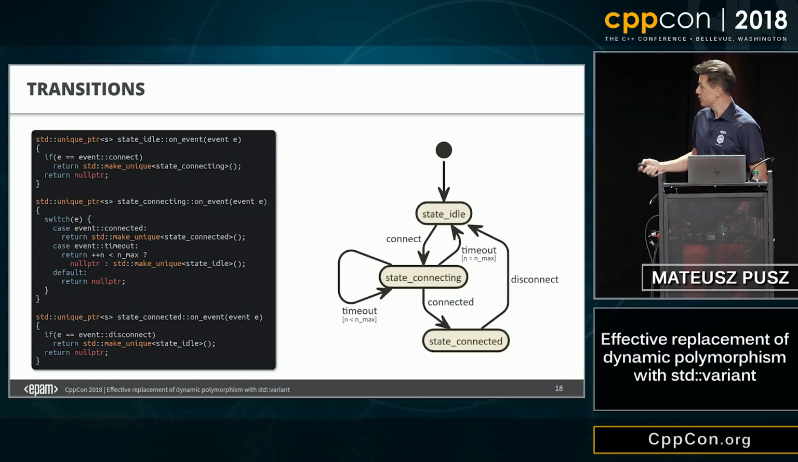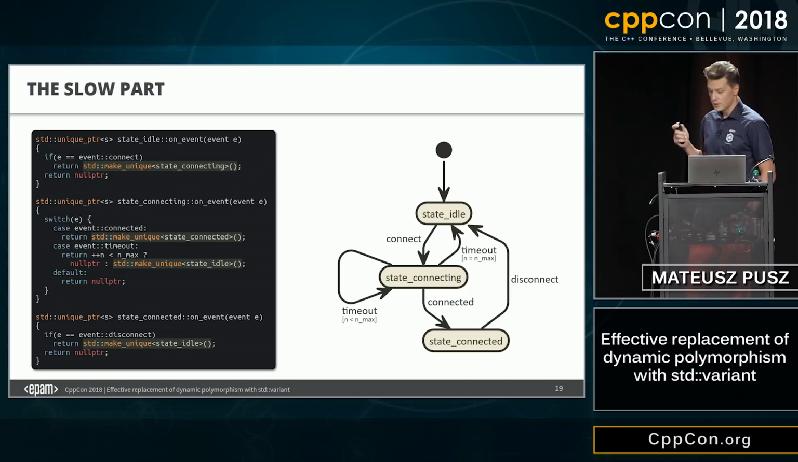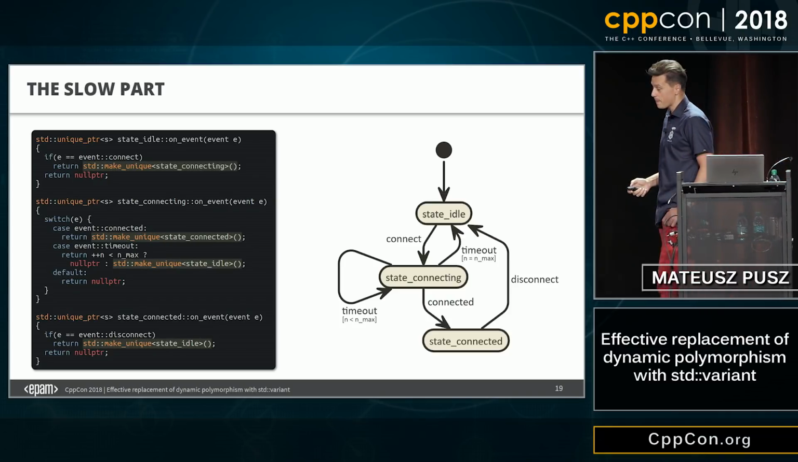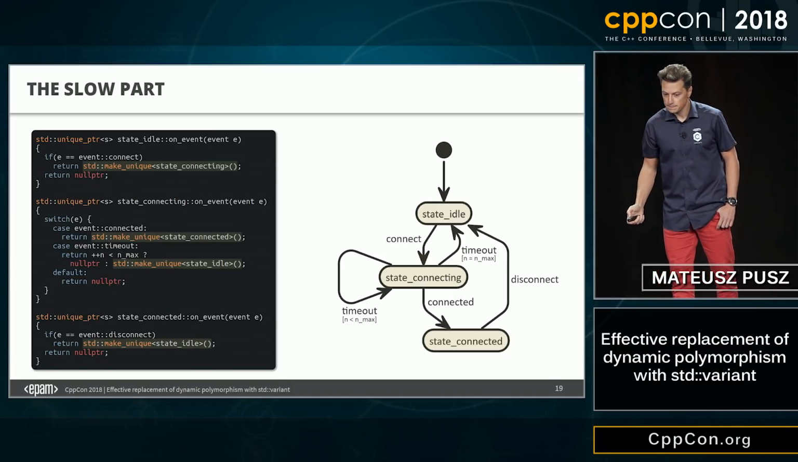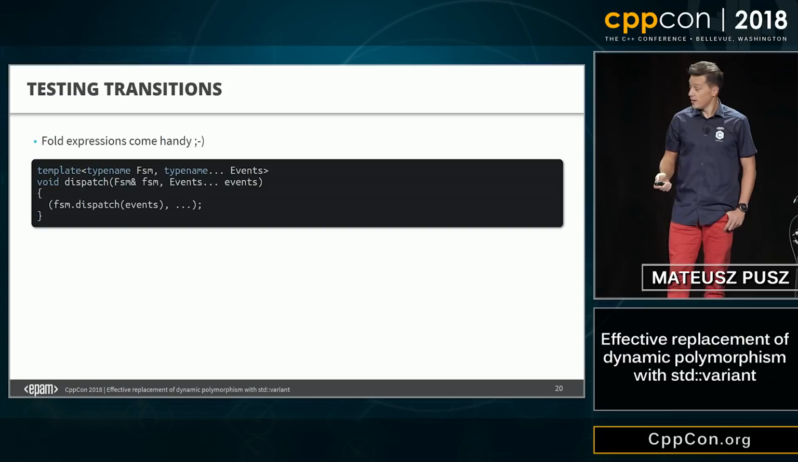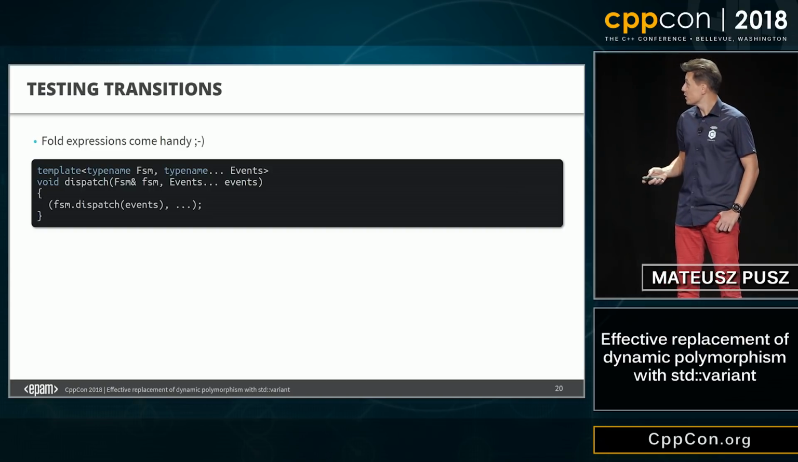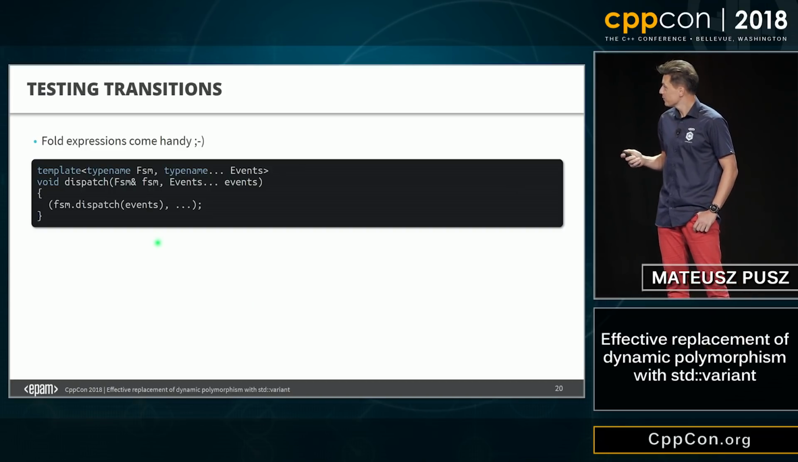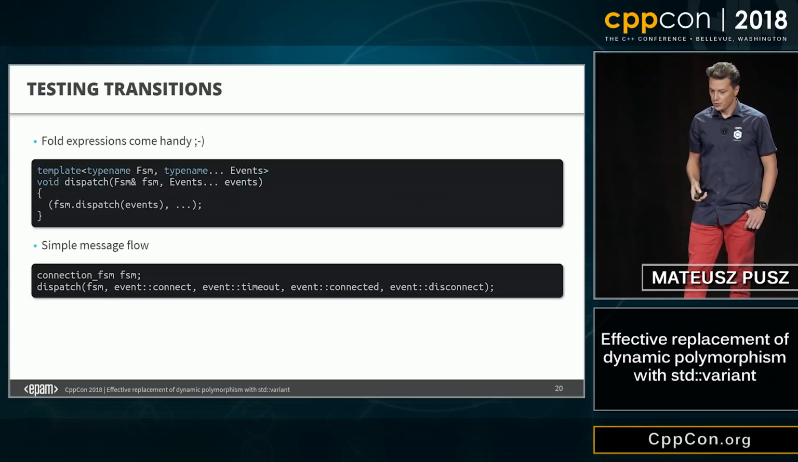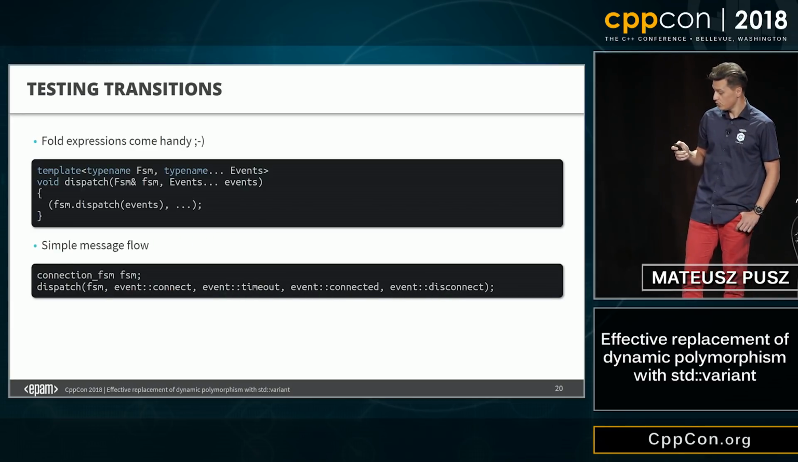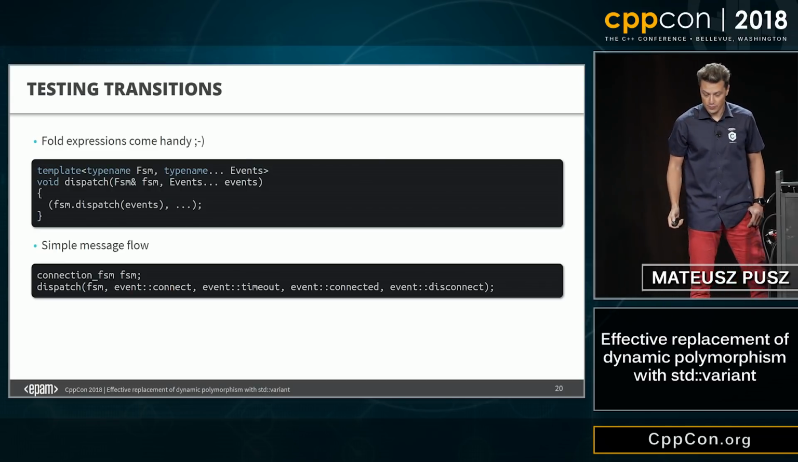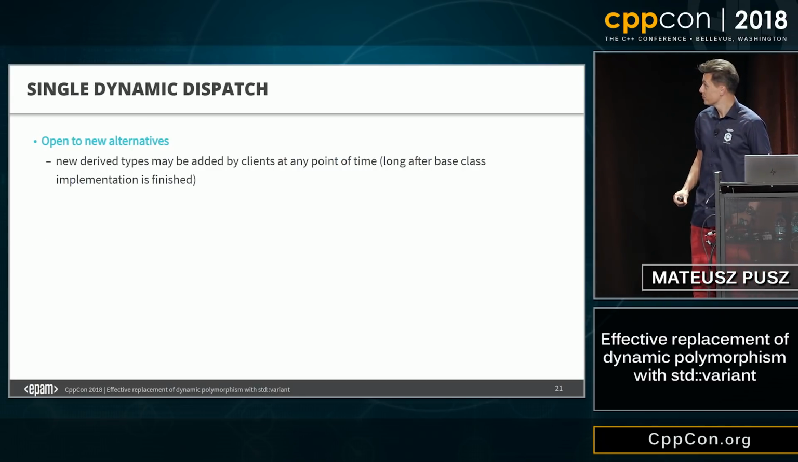This is how we traditionally implement Finite State Machines. This is the slow part here. We have to make dynamic allocations. And for testing those transitions, we can use fold expressions from C++17 to pass a number of events to our Finite State Machine, and we are done with testing of those.